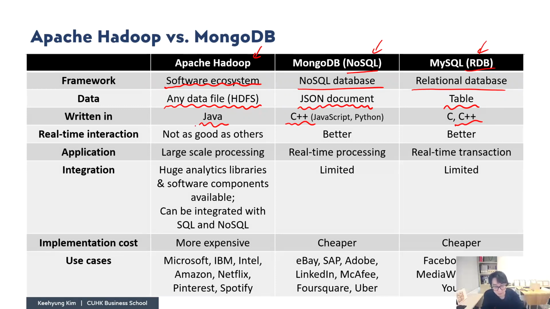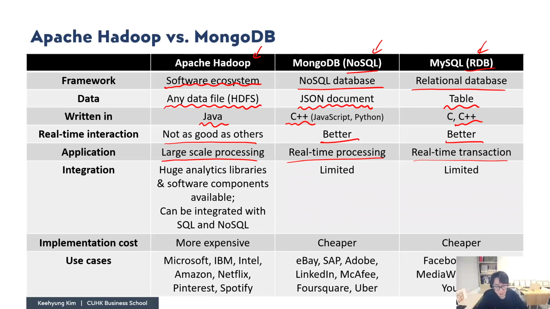Also, Apache Hadoop for real-time interaction is usually not as good as the others, because Apache Hadoop is more of a software ecosystem. There are many different components you have to connect, so there will be some latency between them. MongoDB and MySQL are usually better for real-time interaction because they are made as database systems, which are able to handle real-time interaction. Apache Hadoop is usually used for large scale processing, like scientific analysis or something like that. MongoDB is usually used for real-time processing of big data. MySQL is usually used for real-time transactions for the database.